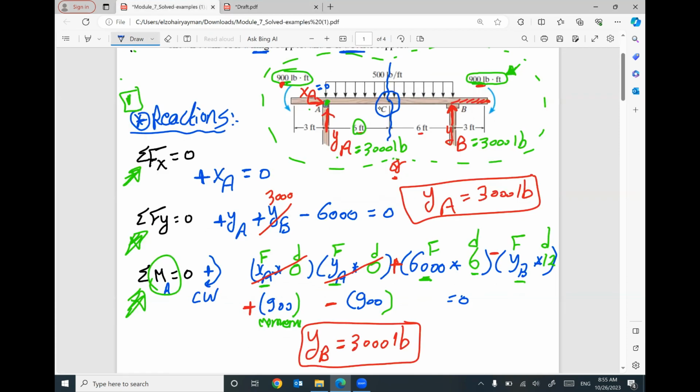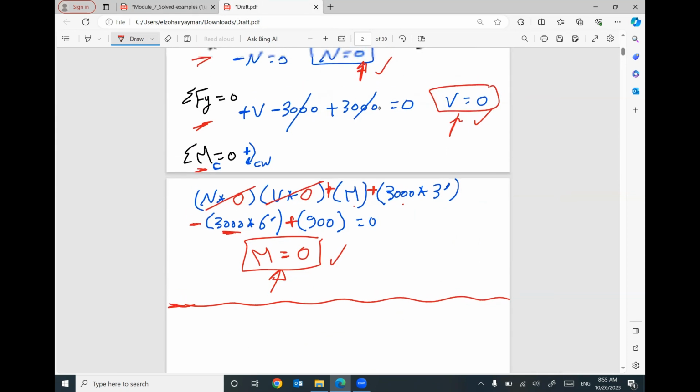Doctor, I think the moment on that one is actually 8,100 pounds per foot. Oh, really? Let me check.